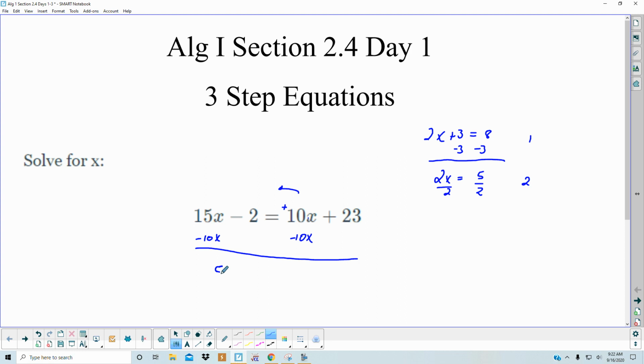So now you have 5x minus 2 is equal to 23. And now it looks just like this one. And now you solve it as a 2-step equation, just like we have been. So I start by adding the 2 to both sides. So you have 5x is equal to 25. And now I'm going to divide 5 on both sides. And you get x is equal to 5. There you go. So it's just that one additional step.